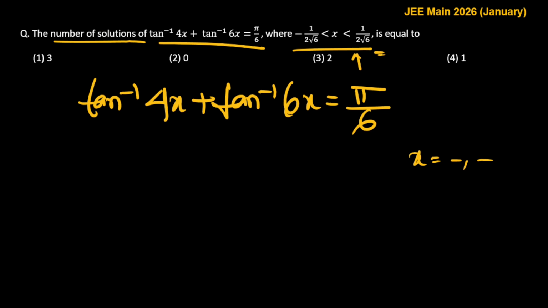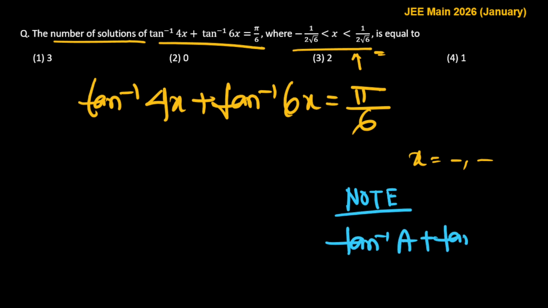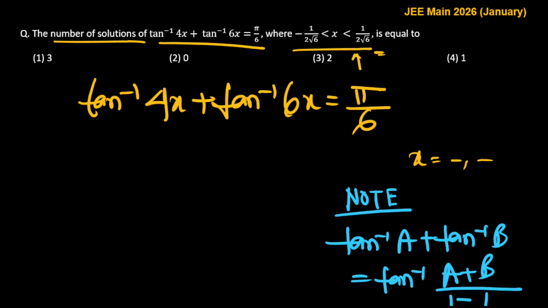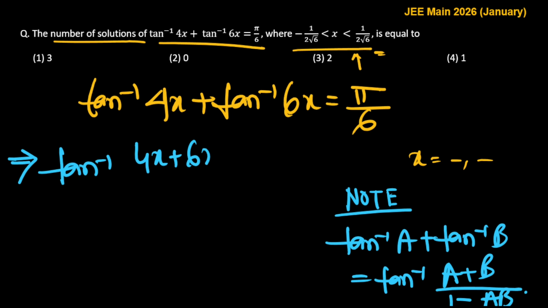In this case we use a formula, which we can write as a note: tan inverse a plus tan inverse b, because the left hand side has two tan inverse functions, is actually tan inverse of (a plus b) over (1 minus ab). This is valid when ab is less than 1 in this given interval. So we write tan inverse of (4x plus 6x) over (1 minus 4x multiplied by 6x), with a as 4x and b as 6x, is equal to pi by 6.